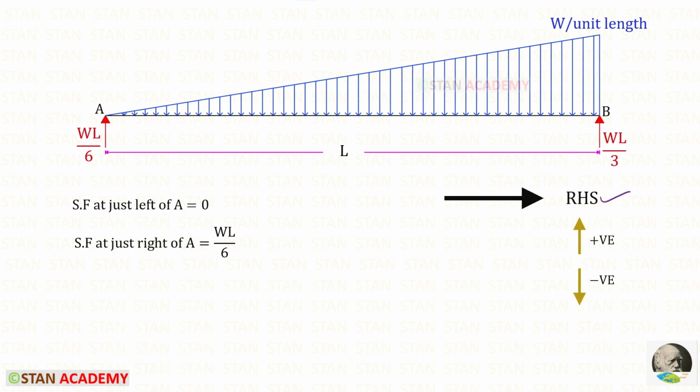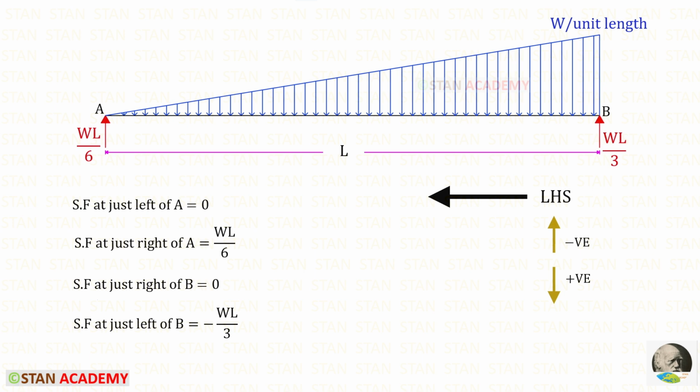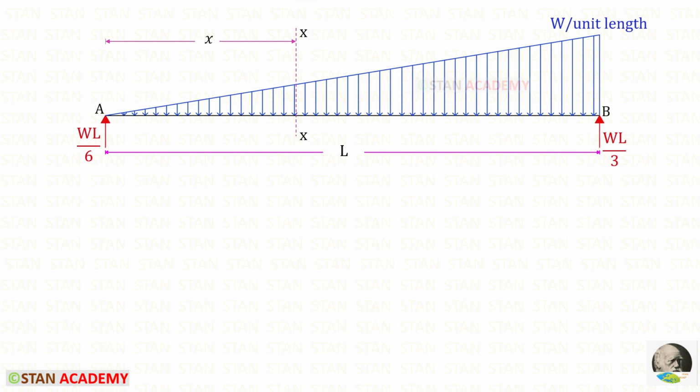Using the right hand side rule, we can find the shear force values at just left of A and at just right of A. At just left of A, the shear force will be 0, and at just right of A, we have RA. It is acting upwards, so it will be positive. To find the shear force at just right of B and at just left of B, we can use left hand side rule. At just right of B, the shear force will be 0, and at just left of B will be RB. It is acting upwards, so it will be negative. We found the expressions for the shear force on both of the ends.